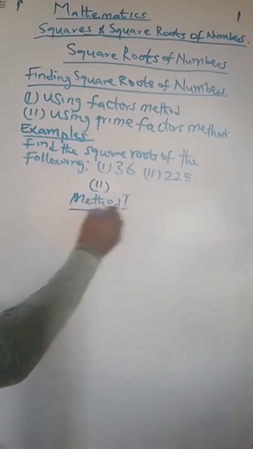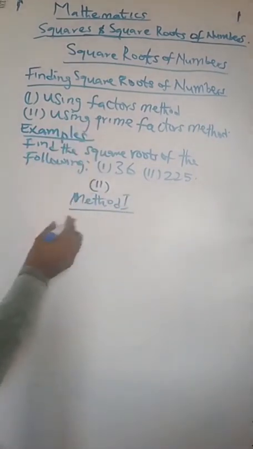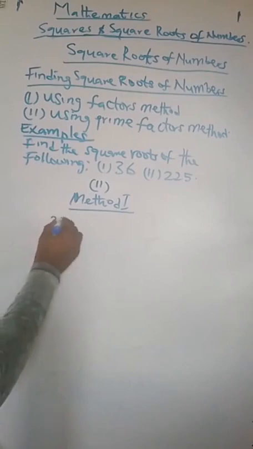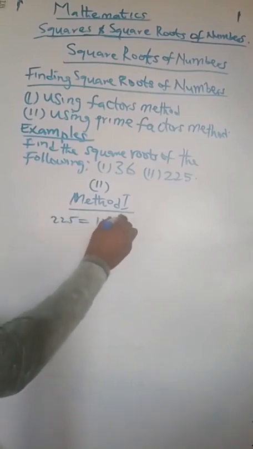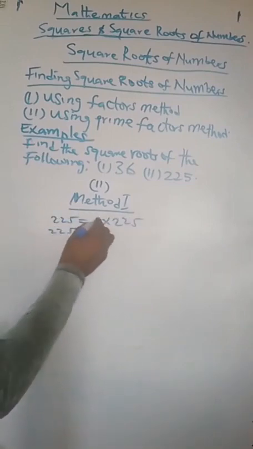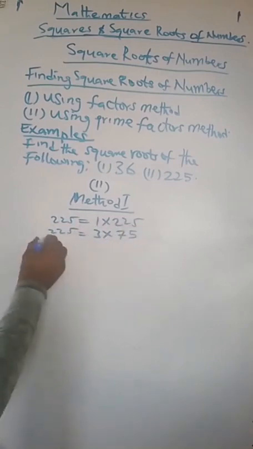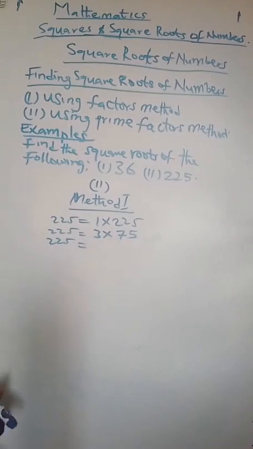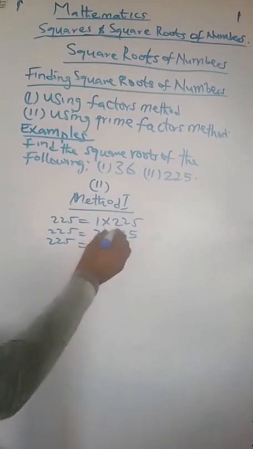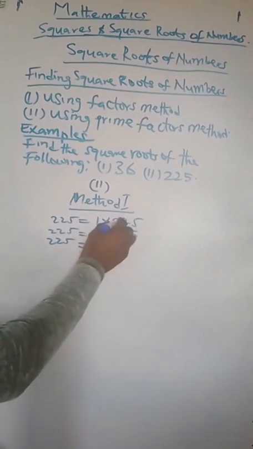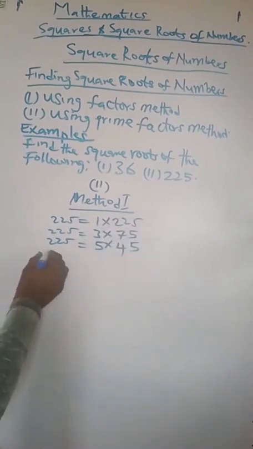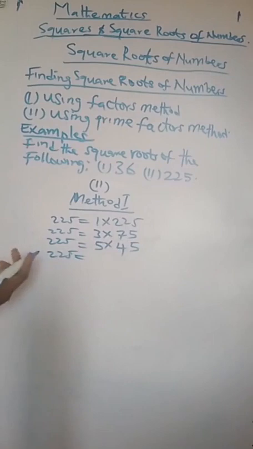Method 1. So let's do factors of 225. 225 is 1 times 225. 2 cannot divide it. Let's go to 3. 3 times 75 is 225. 4 cannot divide it. Let's go to 5. 5 in 22, 4, remainder 2. 5 in 25, 5. 5 times 45 is 225. Right? 6 cannot divide it.